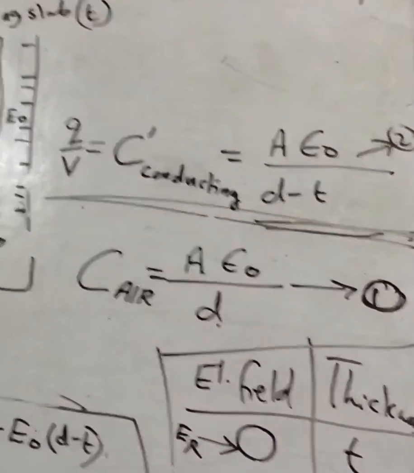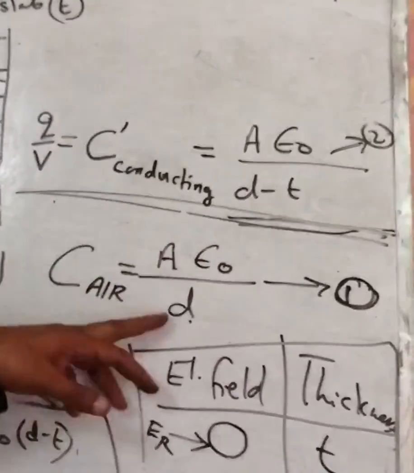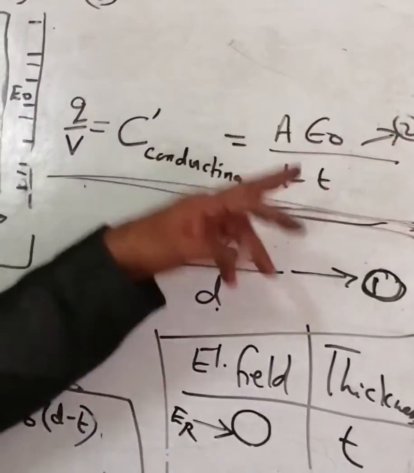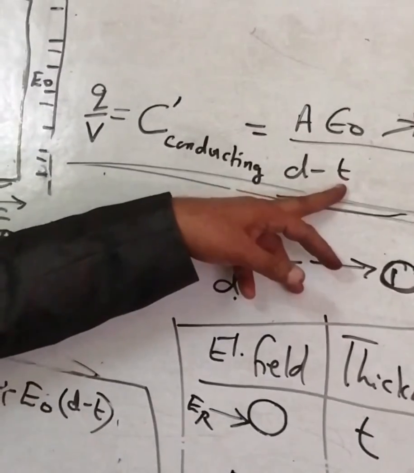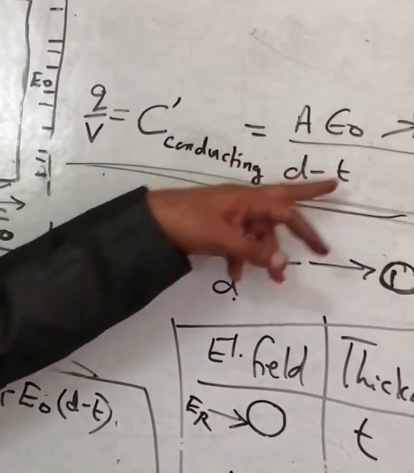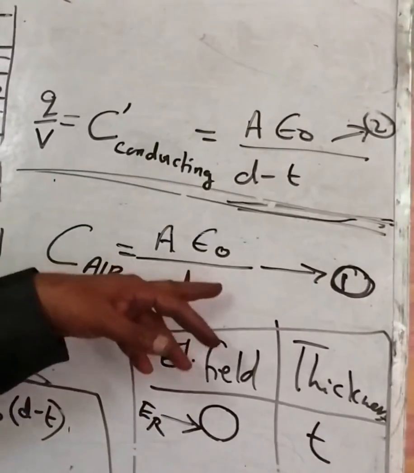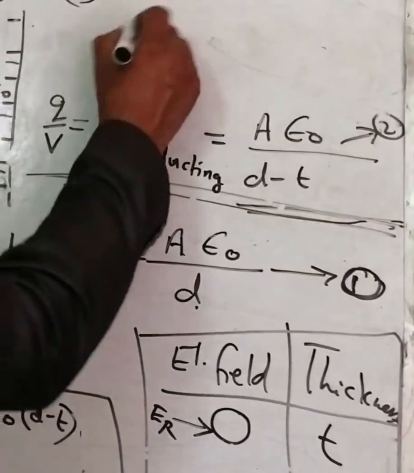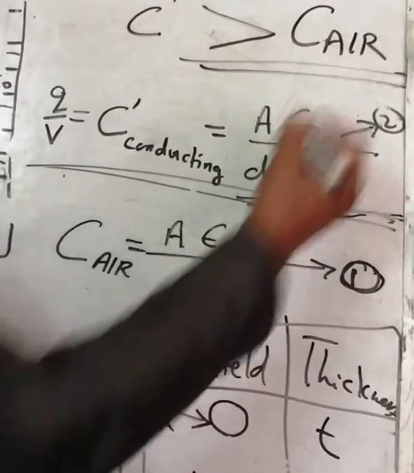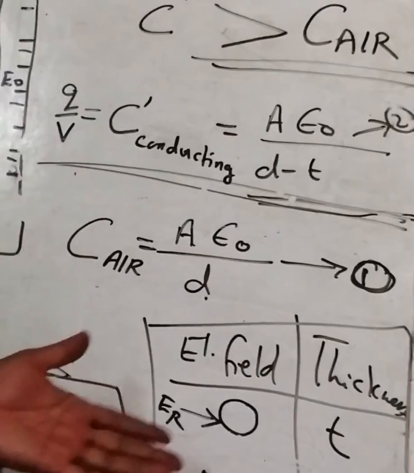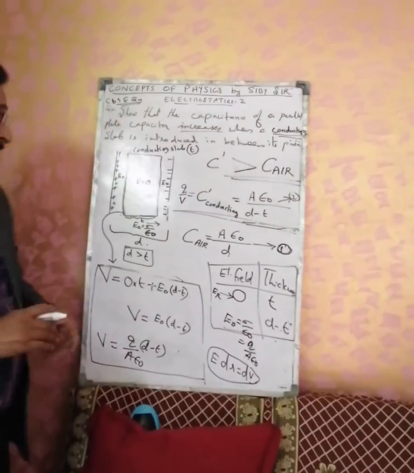Now it is a very simple thing. If you compare 1 and 2, you can see that their numerators are the same, A epsilon naught, and the denominator is D in 1, and D minus T in 2. So it is very clear that D minus T is smaller than D. So the denominator of equation number 2 is smaller. Therefore, equation number 2 is bigger than equation number 1. So capacitance with the conducting slab is greater than capacitance with air. So the summary is this: if you introduce a dielectric slab or a conducting slab, in both cases your capacitance increases.